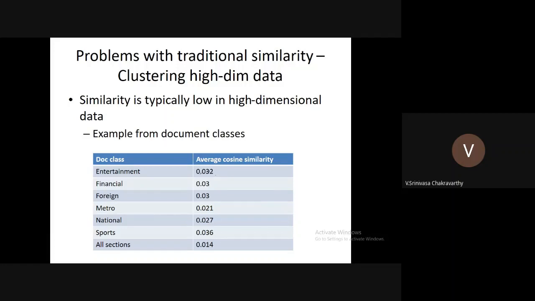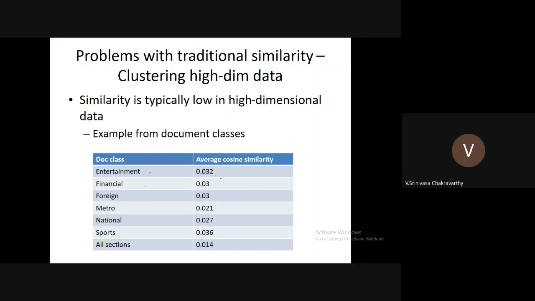So if you look at cosine similarity based on high dimensional data of documents, within a given document class, look at the average percent similarity. For the entertainment class, these are some sample numbers, it is 0.032. Financial, it is 0.03. So within the class, it is like that. If you look across classes, it is something like 0.01. So the point is, within the class and across classes, it is not very different. And first of all, the proximities are quite low.